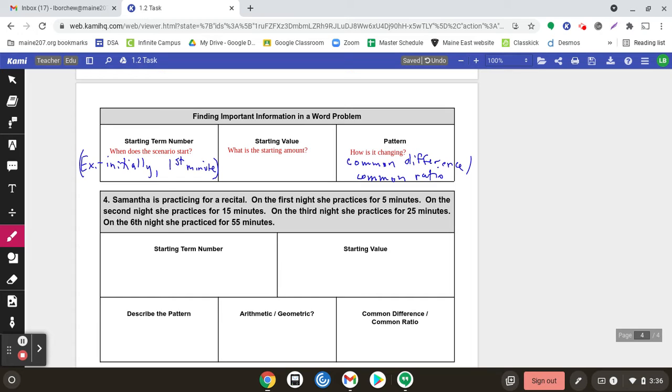Samantha's practicing for a recital. On the first night, she practices for 5 minutes. On the second night, she practices for 15 minutes. On the third night, she practices for 25 minutes. And on the sixth night, she practices for 25 minutes.